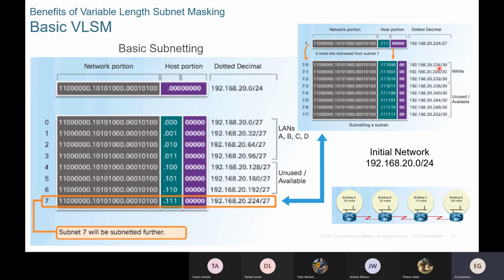So look at what will happen. The first subnet will start at 224. And we will go by steps of 4 to find all the 8 subnets that we will create from this subnet. So 224 plus 4 will be 228. 228 plus 4 will be 232. 232 plus 4 will be 236, up to 252.